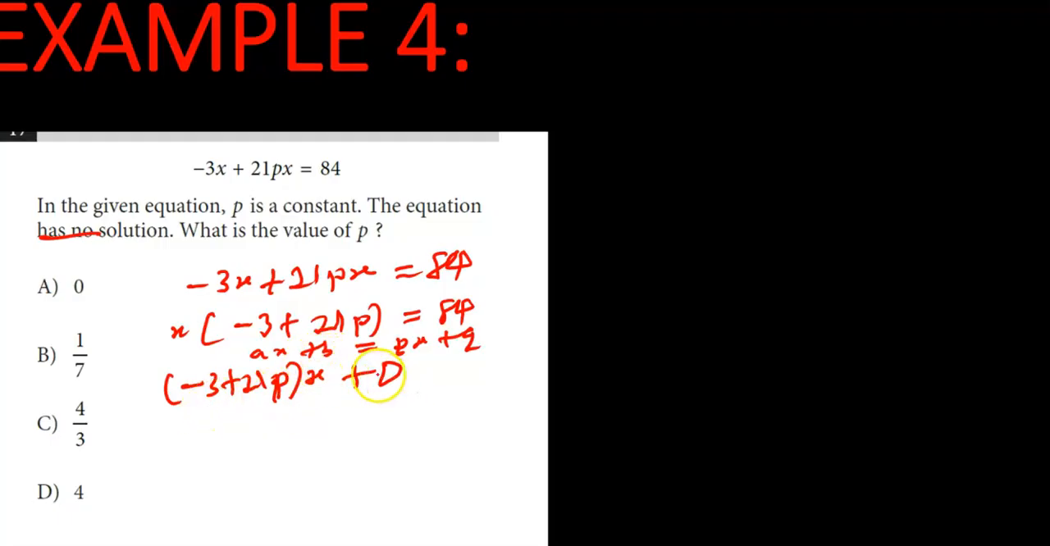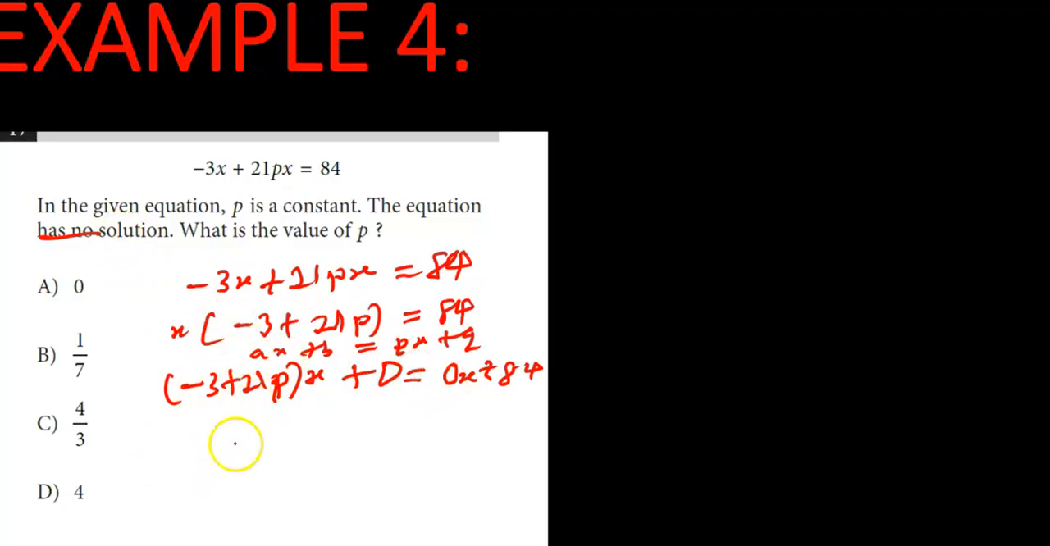Our b is 0 for the left-hand side, because I only have a constant on the right-hand side. So the constant on the right-hand side is 84. I don't have any px, so I can just write 0x plus 84. That means p is 0. a is all of this.